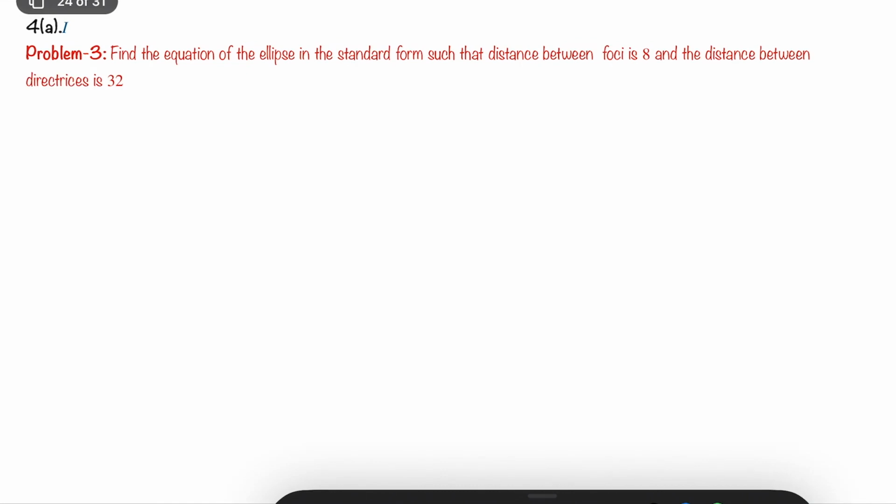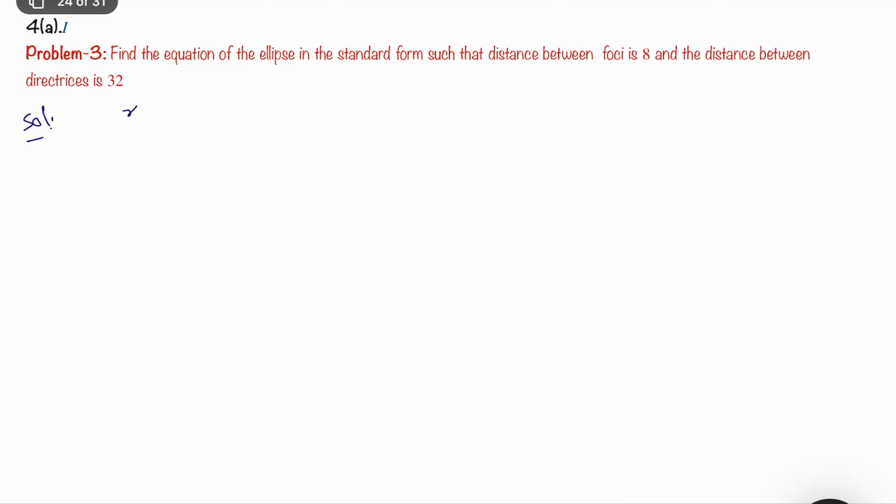Next, Problem 3 from section 1 of the exercise 4a. Find the equation of the ellipse in the standard form such that distance between foci is 8 and the distance between directrices is 32.